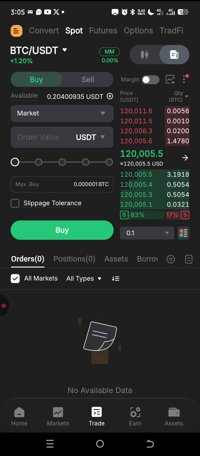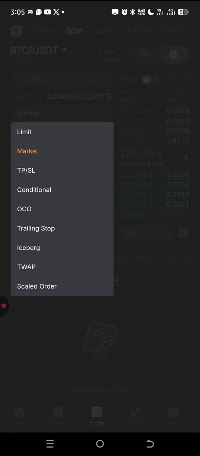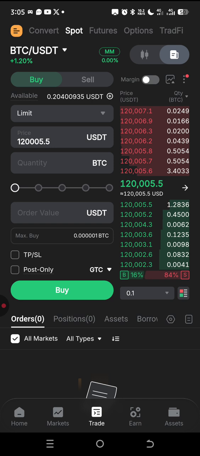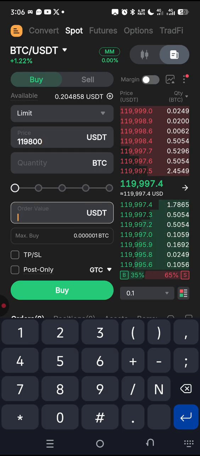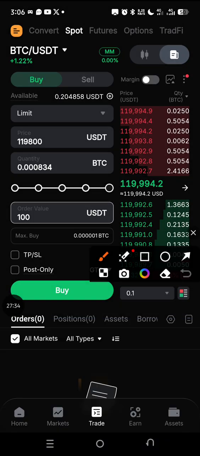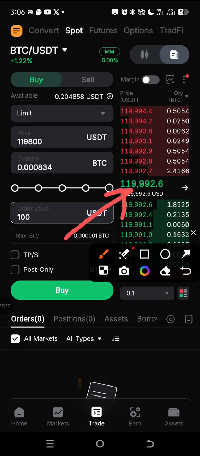But most times the best is to buy using a limit order, meaning you want to buy at your own price. So you can say, when the market falls down to 800, buy for me with $100, for example. Do you understand? This is what you call a limit order. Currently this is the price of BTC, 119992. But I have come here to say, wait for the price to fall to 119800 before you buy for me. So it's called a limit order.